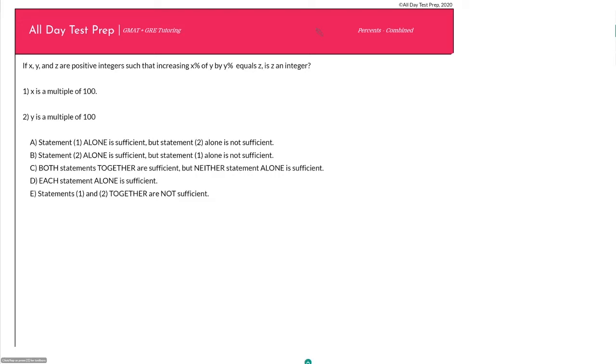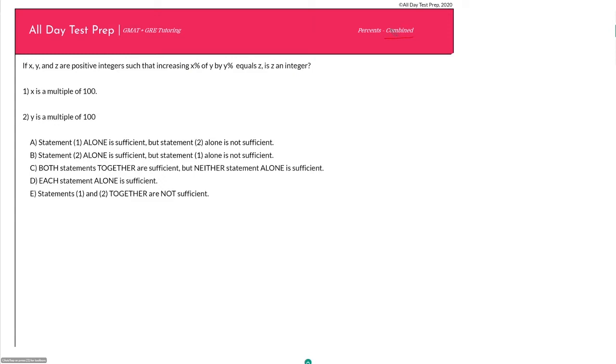For our final percent question, I have what I called a combined percent question, not just because it is testing all of our percent translation skills that we have been working on up until this point, but also because it combines the topic of percents with other quant concepts. And that is really how you're going to see most quant questions. They don't fit neatly into just a single category.